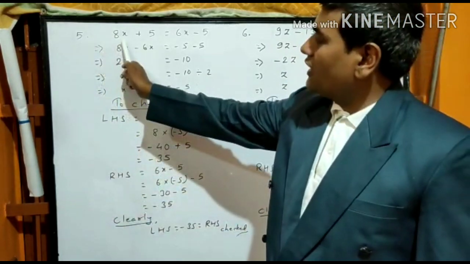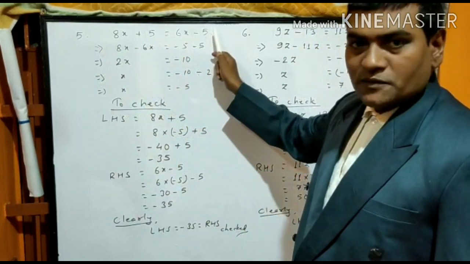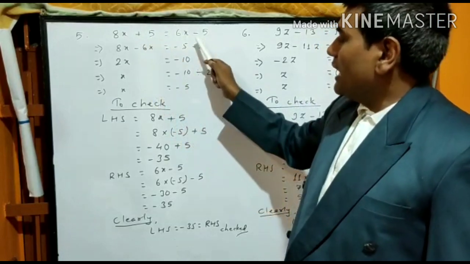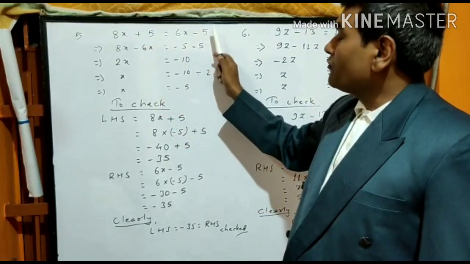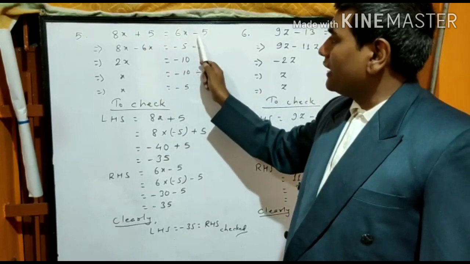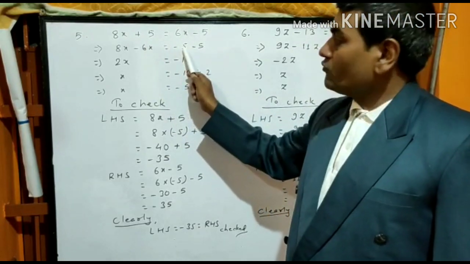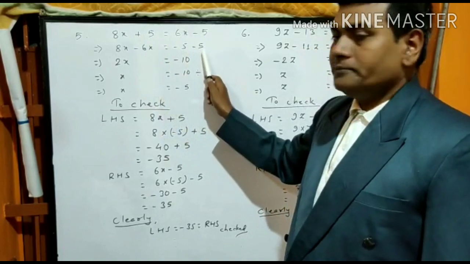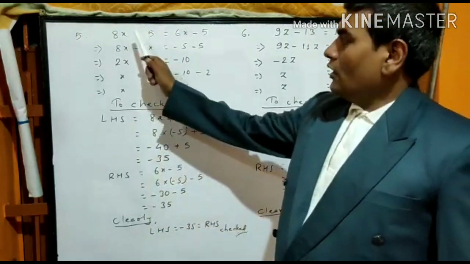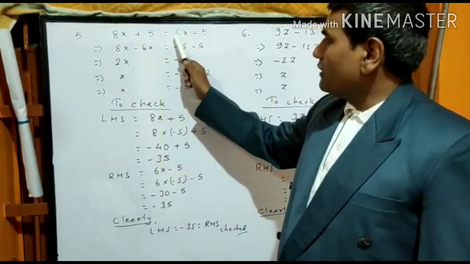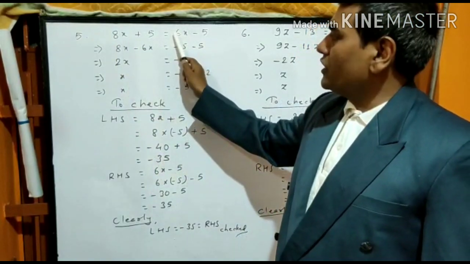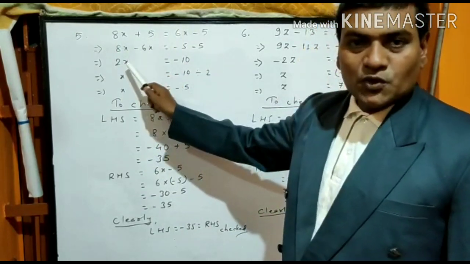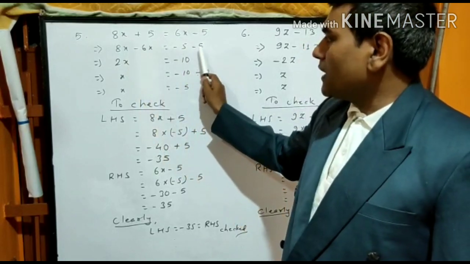Question number 5. 8x plus 5 equals 6x minus 5. In the left hand side the constant is plus 5, and in the right hand side the constant is minus 5. First write the constant of the right side, this is minus 5. Now from the left side, plus 5 taken to the right side will be minus 5. Now in the left hand side 8x, and in the right hand side it is 6x, positive. So take it to the left side, it will be negative. 8x minus 6x is 2x, and minus 5 minus 5 is minus 10.